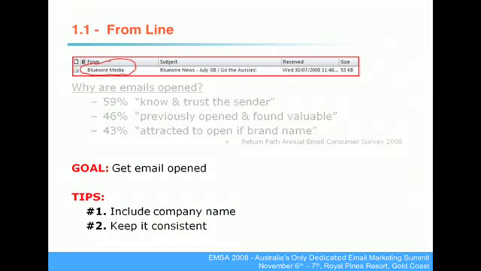So tip number 1 for today, include the company name. If you know that people know and trust the sender, it makes perfect sense to put your company name there as a trusted authority or a trusted communicator to you. Tip number 2, keep it consistent. If you know that people open emails because they've previously received it and found it valuable, then keep the from name consistent so that you can build that trust and therefore get a higher open rate.